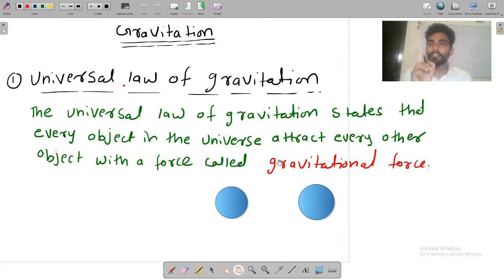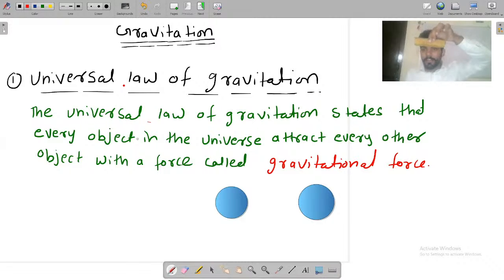What is the simple meaning of the universal law of gravitation? It states that every object in the universe attracts every other object with a force known as gravitational force. According to the universal law of gravitation, which was given by Newton, our great scientist, every object in the universe, this is also an object and this is also an object, so both are objects and they are attracting with a gravitational force, right?